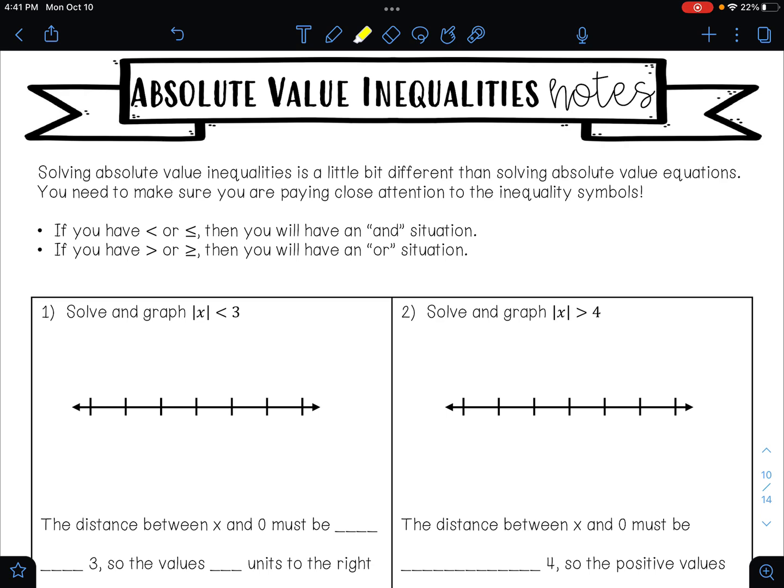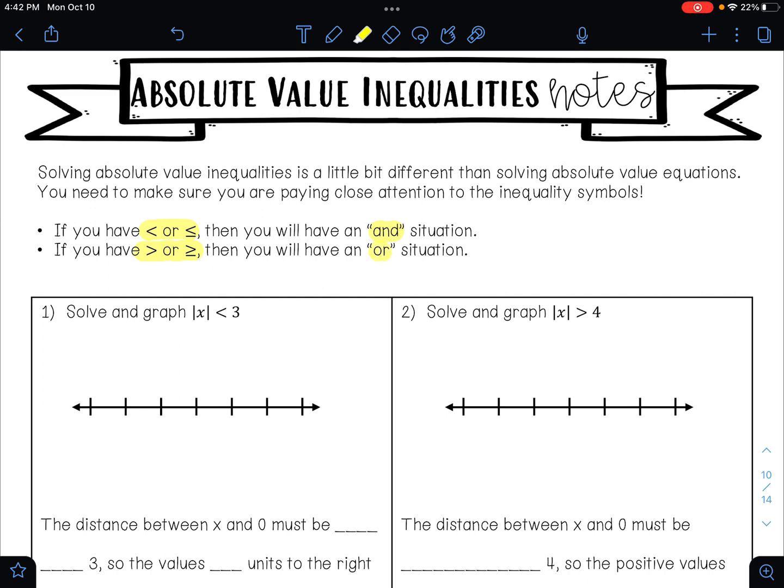In this video, we're going to be talking about absolute value inequalities. Solving absolute value inequalities is a little bit different than solving absolute value equations. You need to make sure you're paying close attention to the inequality symbols. So if you have a less than or equal to, you will have an and situation. And if you have greater than or equal to, you will have an or situation.